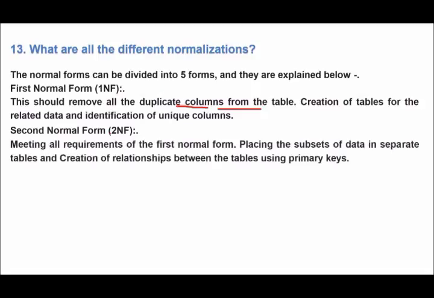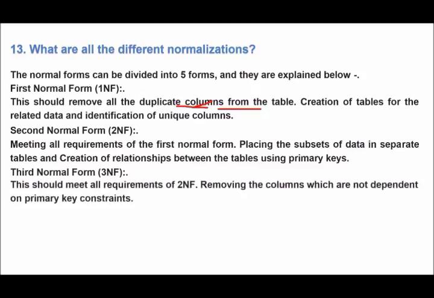Second normal form is meeting all requirements of the first normal form and placing the subsets of data in separate tables and creating a relationship between the tables using the primary keys. Okay, tables with the primary key relationship. 3NF means, again it should be in 2NF, but removing the columns which are not dependent on primary key constraints. Just remove those columns.